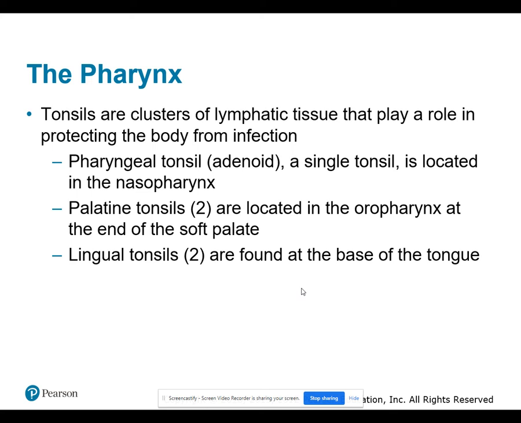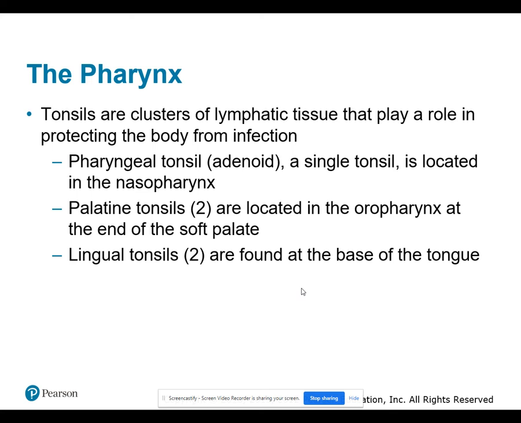A couple other things with your pharynx is we also have tonsils. You've probably heard of having strep throat, and if you get it a lot, they remove your tonsils. Well, tonsils are clusters of lymphatic tissue, and they actually play a role of protecting the body from infection. So whenever you get something like strep throat, it's because it's trying to fight an infection.